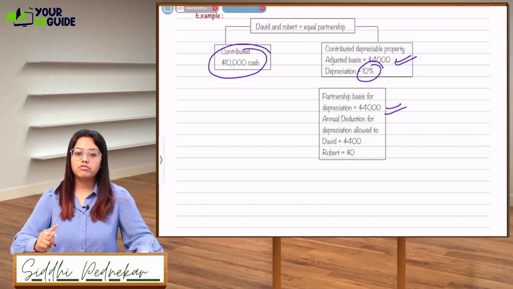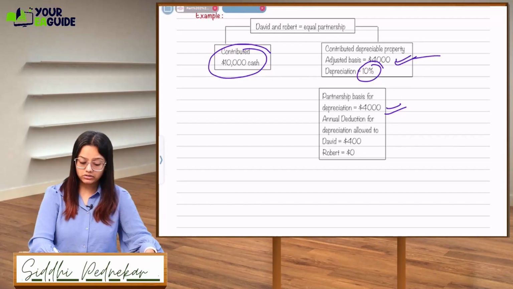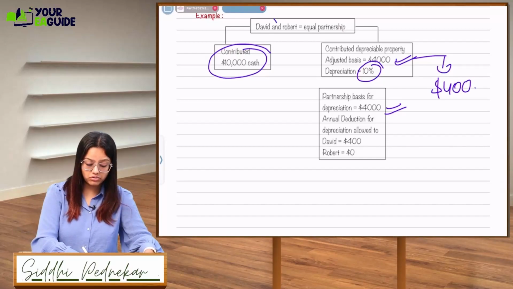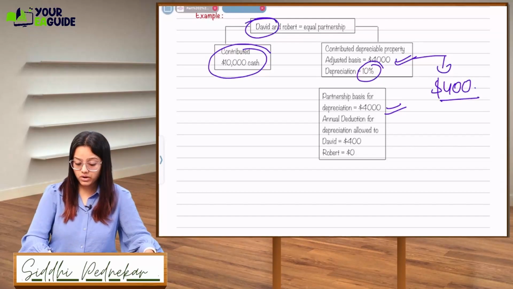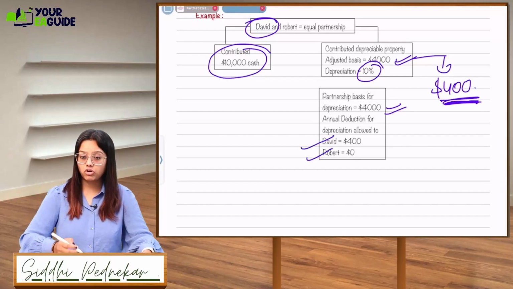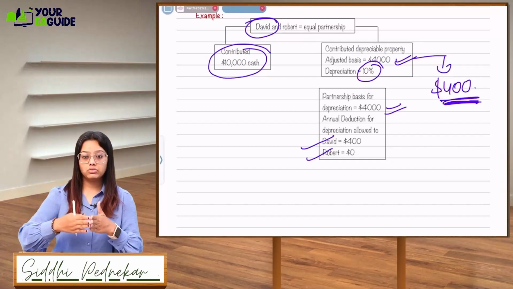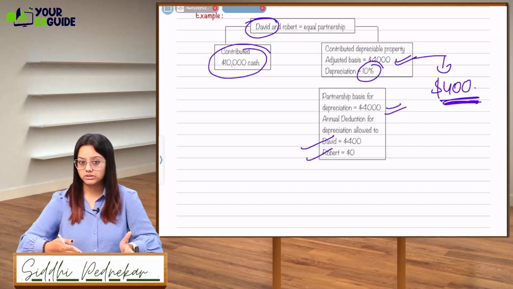Now annually they are going to deduct annual depreciation of $400. This $400 will be allocated only to the person who has contributed cash. So let's say only David has contributed the cash of $10,000. This $400 depreciation will be allocated only to David, and Robert will not get a benefit of reducing the depreciation. On David's Schedule K-1, the $400 will wholly be allocated, not to Robert.